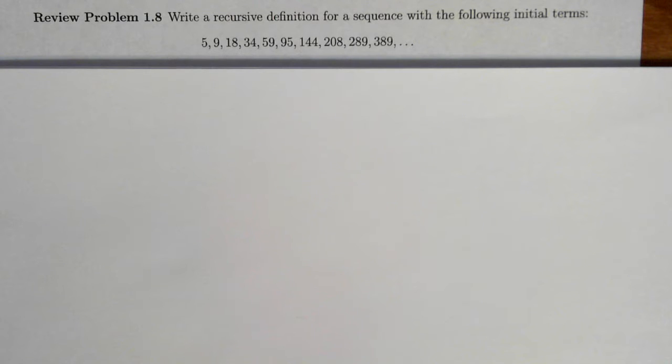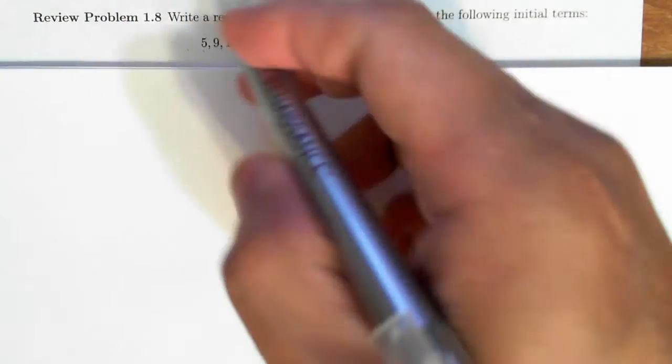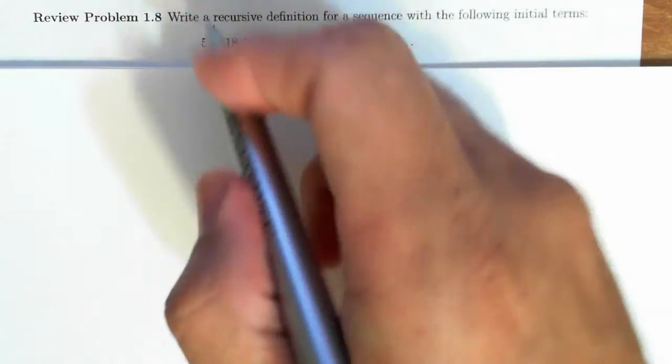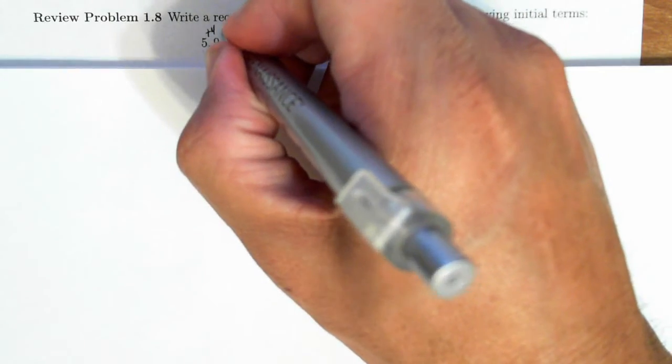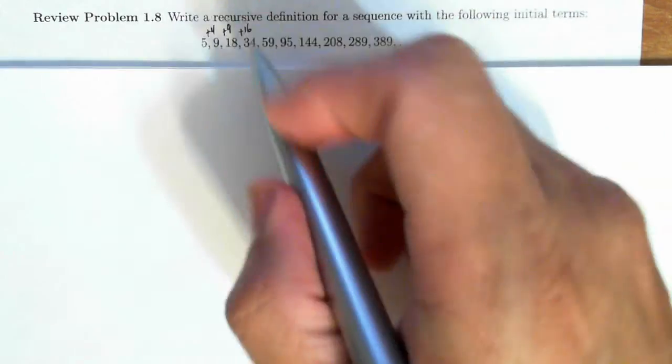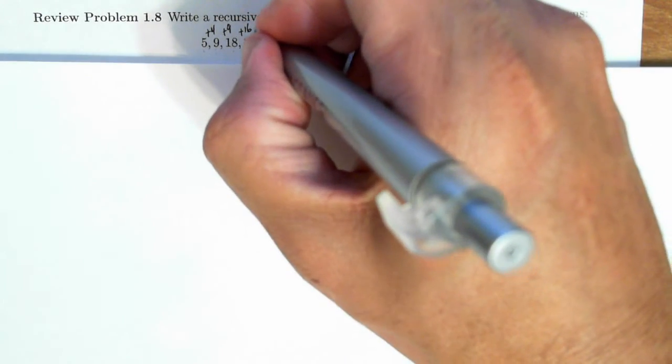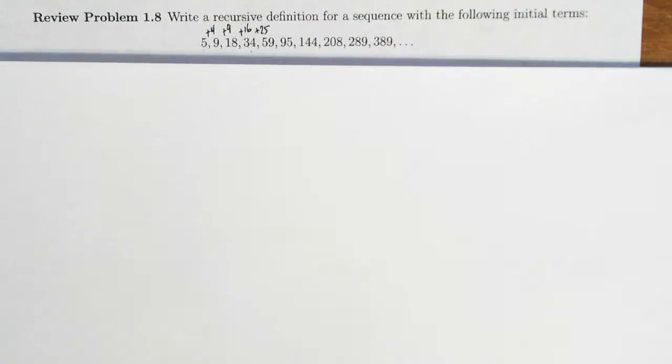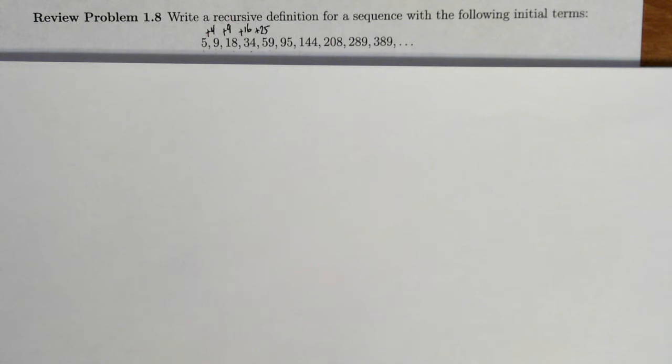One thing that may or may not work, depending on the problem, is to just simply look at the difference between terms. Like, to go from 5 to 9, we need to add 4. Then from 9 to 18, we have to add 9. From 18 to 34, we have to add 16. From 34 to 59, we have to add 25. And then you can see that the things that we're adding are perfect squares.